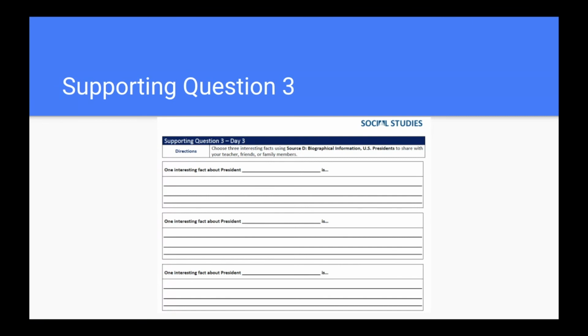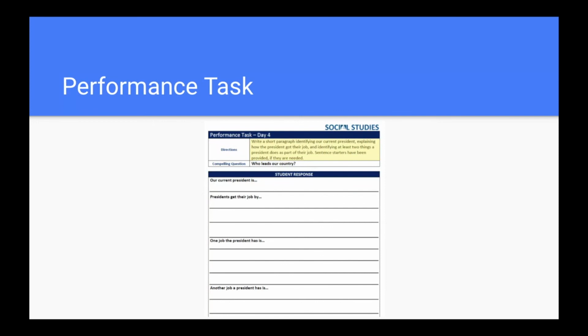Now it's time to put all your new knowledge and practice into this unit's performance task. Remember, you are going to write one paragraph that explains both what the president does and how they are elected to lead our country. You can see here that there are sentence starters to help you write the paragraph and ensure that you answer all parts of the prompt. You must finish each stem, making a complete sentence. You can always go back to your work or the texts from earlier in the packet to find answers if you need help.